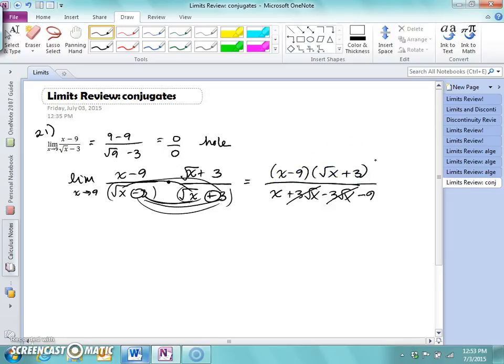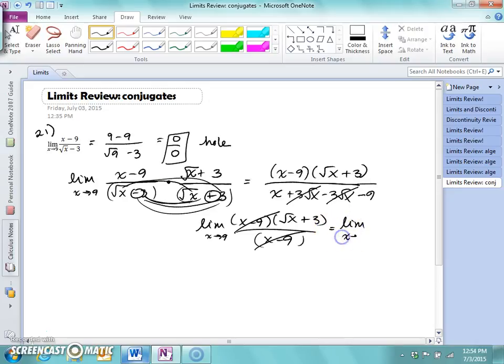And I'm going to hold off on even trying to FOIL that, just to take a look at what I'm even left with. So I have x minus 9 times root x plus 3 all over x minus 9. And look, x minus 9 cancels. So there is the cancelant in the numerator and denominator that we are used to whenever we have the indeterminate form 0 over 0. So now I can successfully do the limit as x approaches 9 of root x plus 3, because that's all that's left.